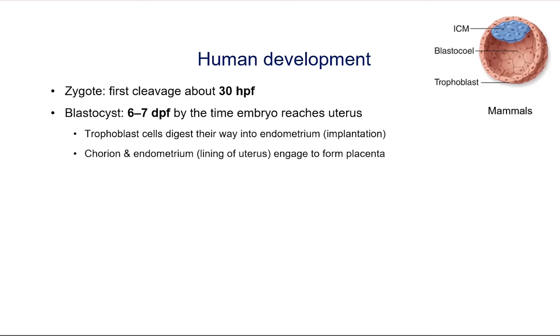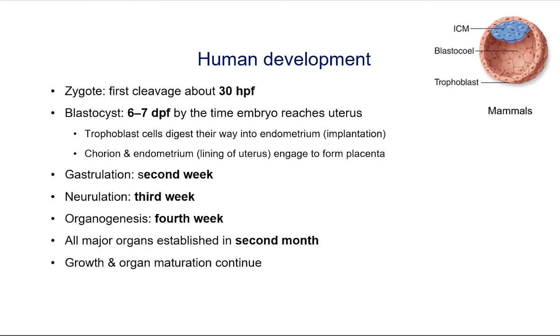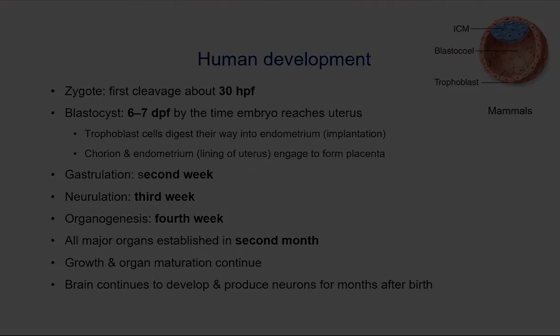to form the placenta. Gastrulation occurs in the second week, neurulation occurs in the third week, and the bulk of organogenesis begins by the fourth week. By the second month, all major organs are established, and growth and organ maturation continues, including the brain, which continues to develop and produce neurons for months after birth.